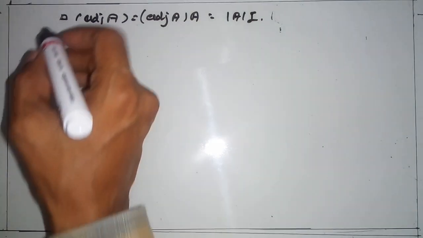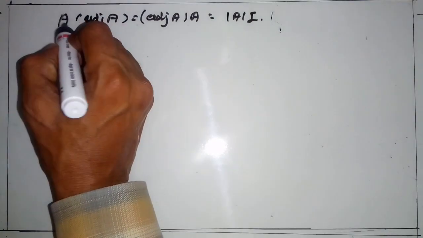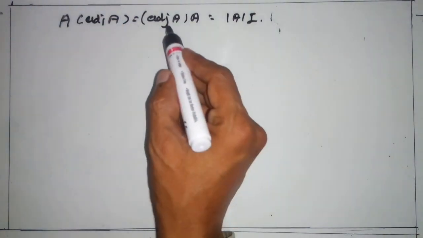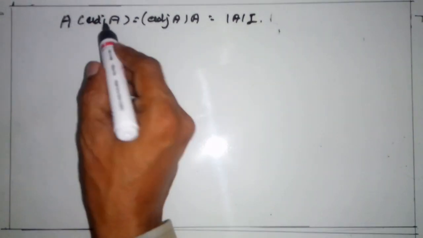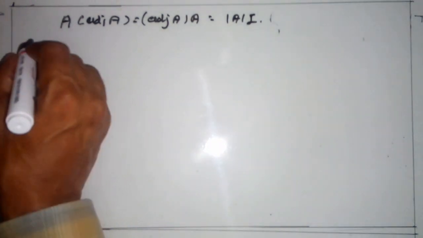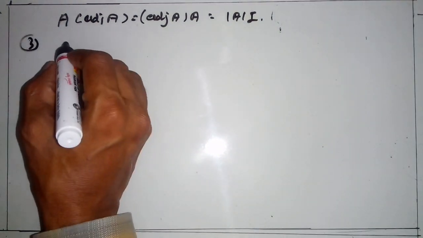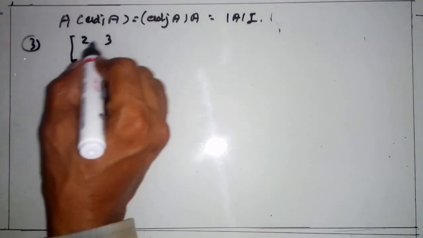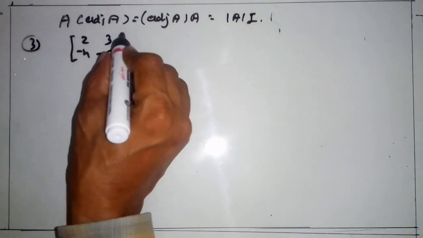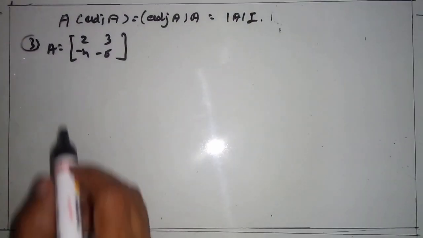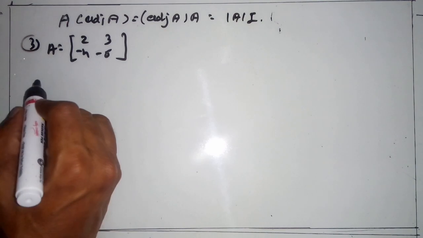Now verify that adjoint of A into A is equal to A into adjoint of A is equal to determinant of A into I, for third and for fourth. Here the third is given as 2, 3, minus 4, minus 6, denote it by matrix A. For this, first we find the adjoint of A.